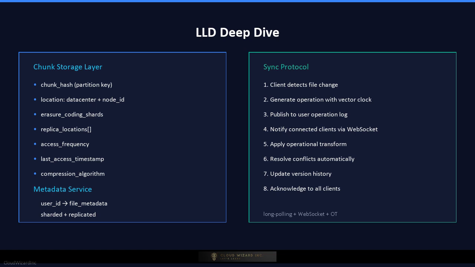The deduplication service maintains a probabilistic Bloom filter for quick chunk existence checks before full hash lookup. The sharing service evaluates permissions using a cached access control list with TTL-based invalidation. Background workers process jobs from distributed queues for thumbnail generation, content extraction, and analytics. The system uses circuit breakers and exponential backoff for resilience and comprehensive metrics collection for observability.